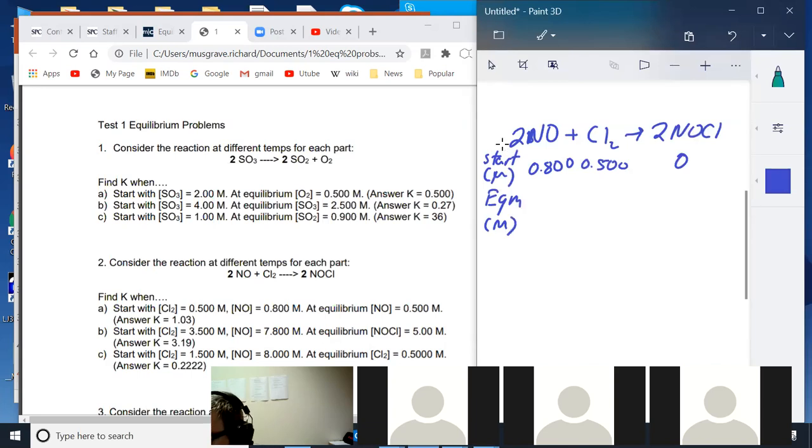Now at the end, we're going to have 0.800 minus 2Z, and 0.500 minus Z, and then 2Z over here on the product. Does anybody have any questions so far?